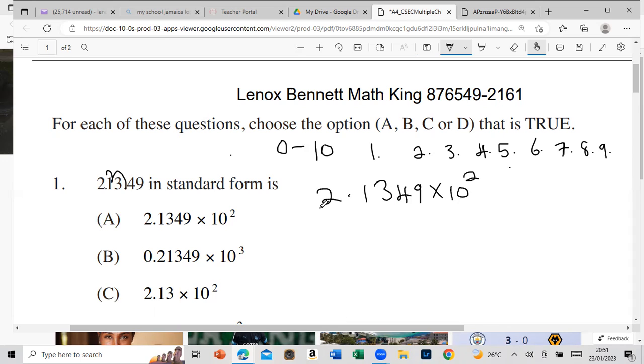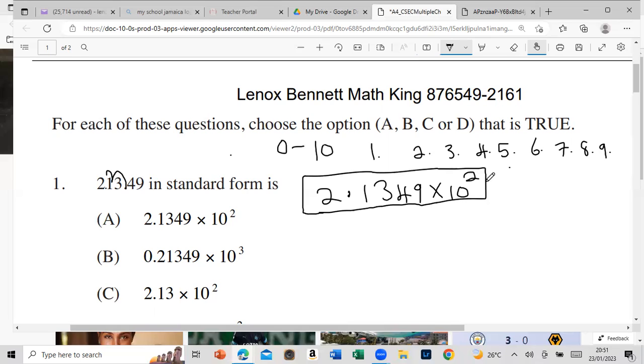Alright, so what I normally tell my students, because my students normally do very well with this, we're going to multiply. See, when you multiply this by this, you get this, right? Now, if we should multiply 2.1349 by 100, we'd actually get 213.49. Alright, so this would be our answer.